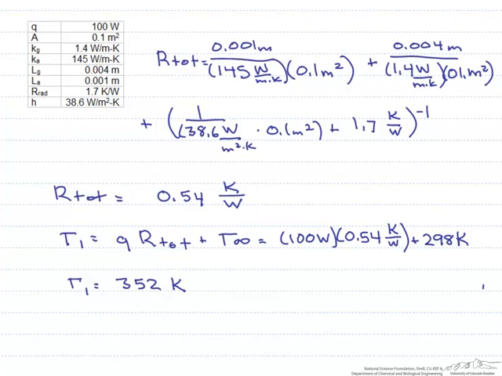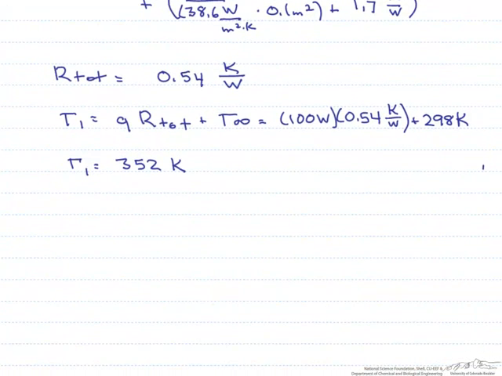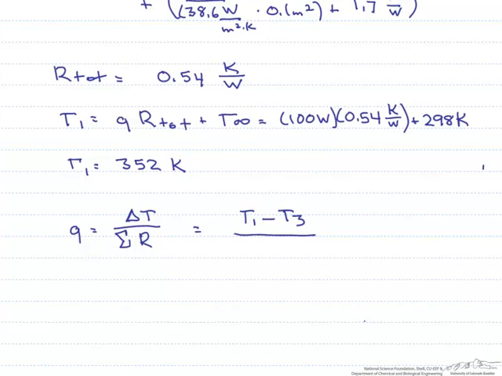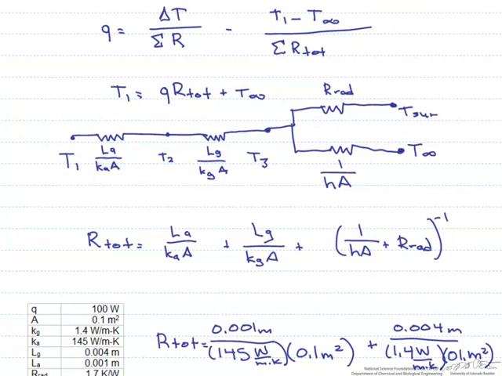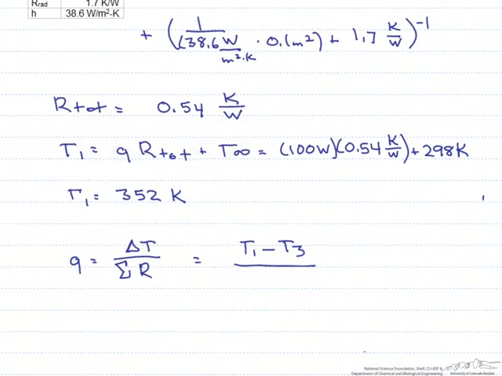So now we need to find T3. So what we do is we go back that our Q equals delta T times the sum of the resistances between them. And now we're going to set it up as T1 minus T3. And the two resistances between them, let's go back and look at this thermal circuit. The two resistances between T1 and T3 are the two conductive resistances. So this is going to equal the sum of the conductive resistances. And now we can write that T3 equals T1 minus Q times this R.